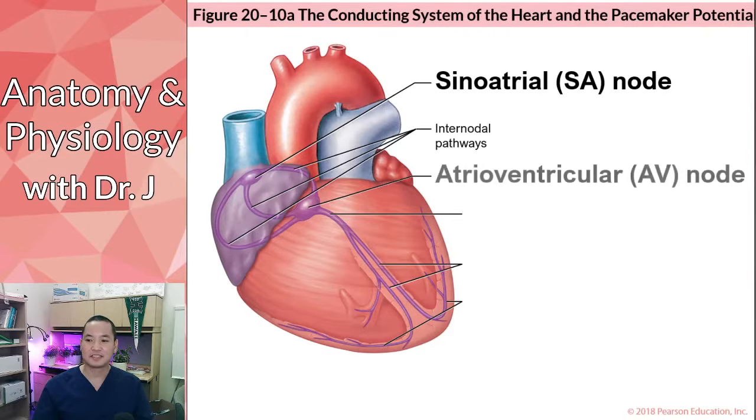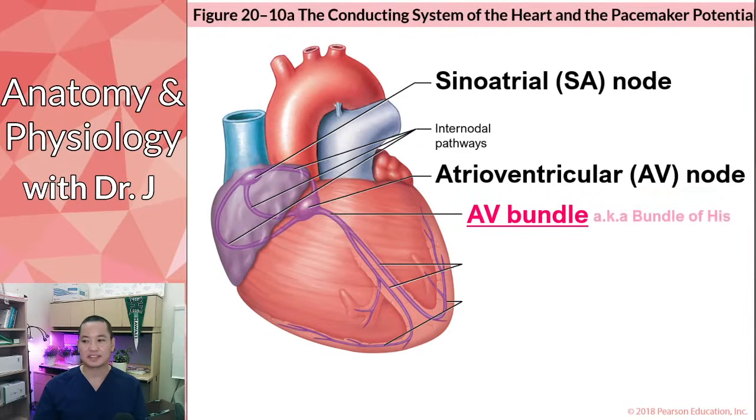Then it goes through these internodal pathways. I think more specifics on that should be more of a medical school level question. But then it goes to this AV node, again, atrioventricular, so implying that's between the atria and ventricles. Then it goes to the AV bundle, also known as the bundle of His.